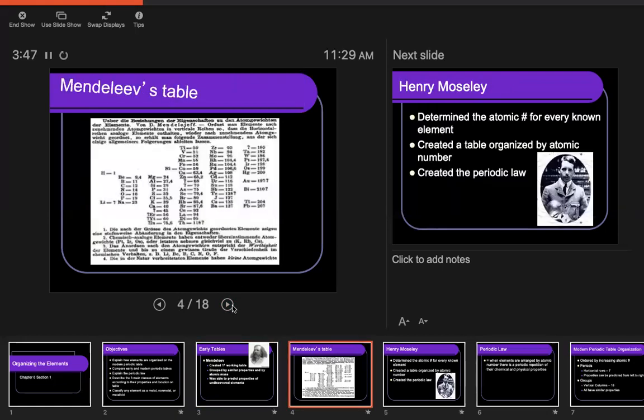This is what Mendeleev's table looked like. And that is nothing like what we have on the wall over there. But what it basically is, he just took these things and he grouped them. And then he ranked them by their atomic masses. And then he noticed that there were just empty spots.